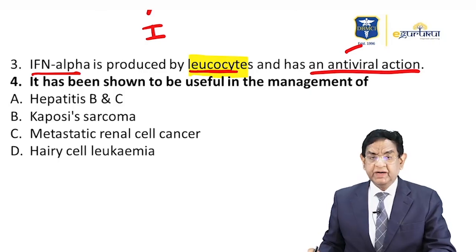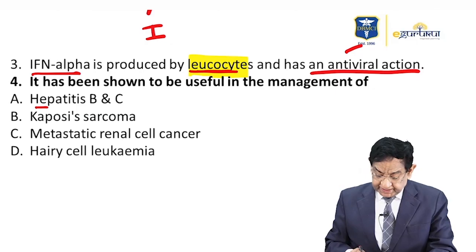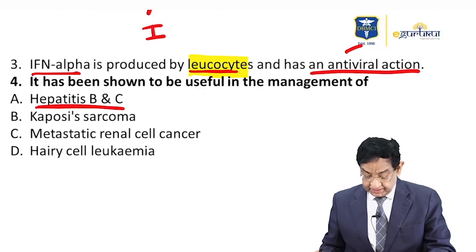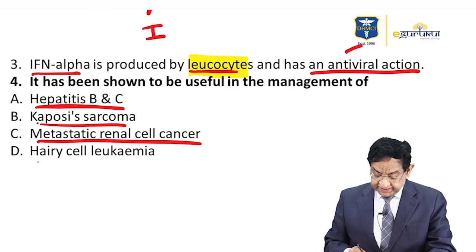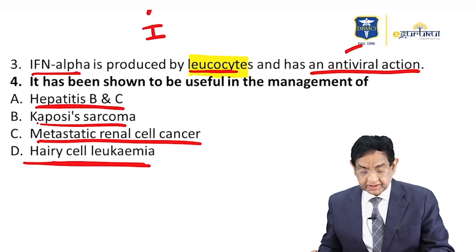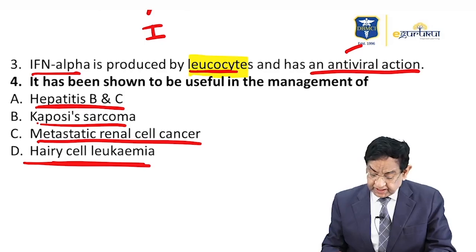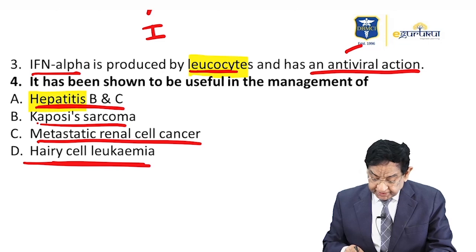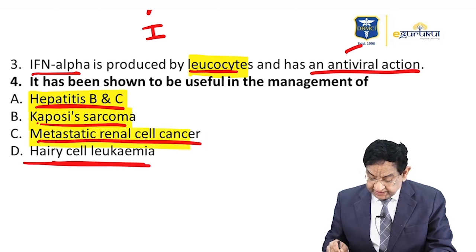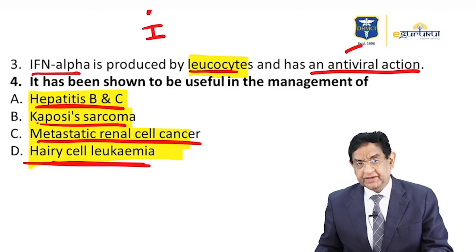So now interferon alpha is used in the following conditions: hepatitis B and C, Kaposi's sarcoma, metastatic renal cell carcinoma, and hairy cell leukemia. So these are the few conditions where we use it. So keywords are leukocyte, hepatitis B and C, Kaposi's, metastatic renal cell carcinoma, and hairy cell leukemia are the uses of interferon alpha.